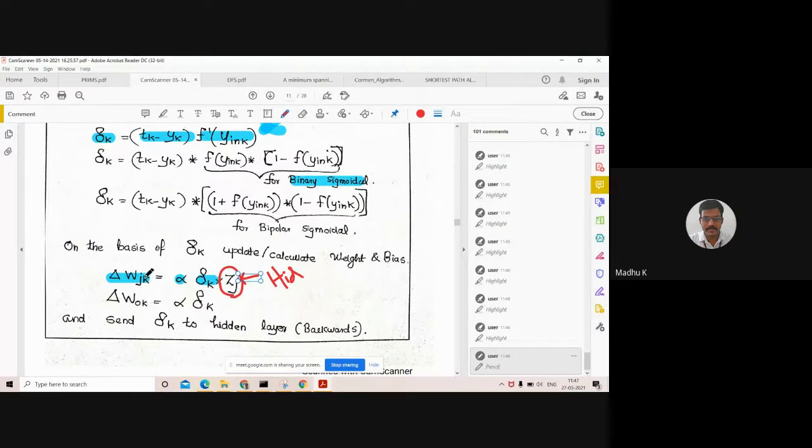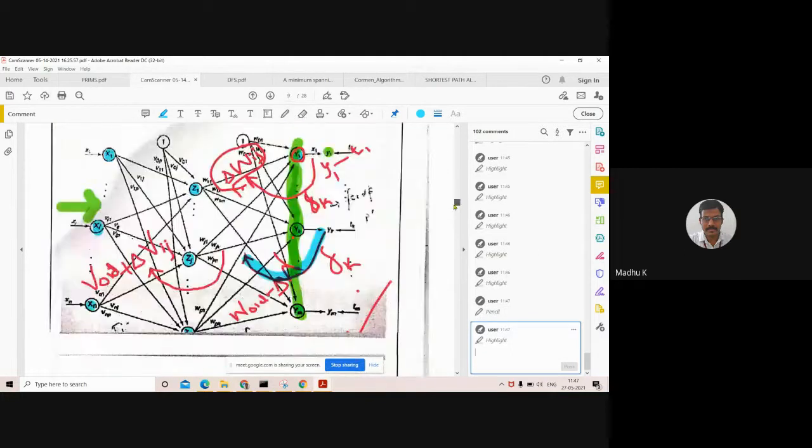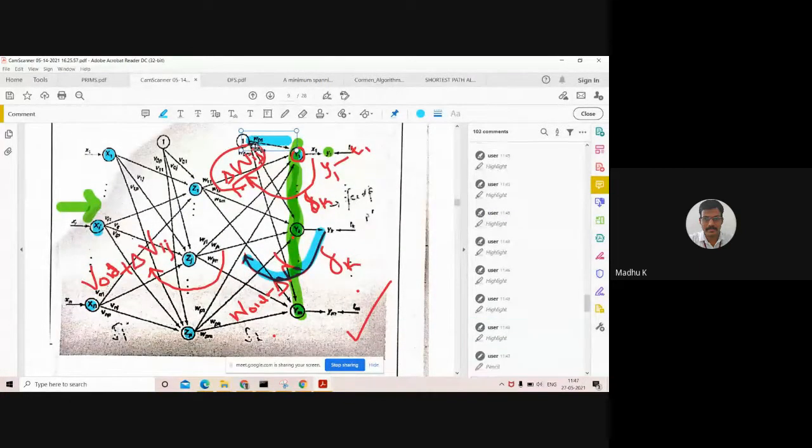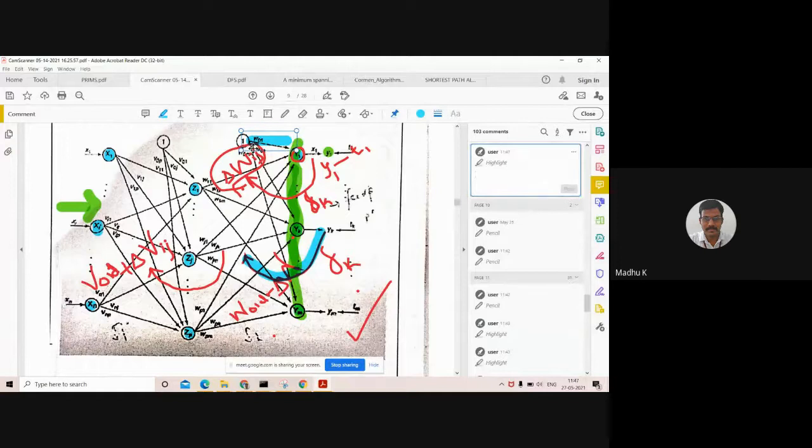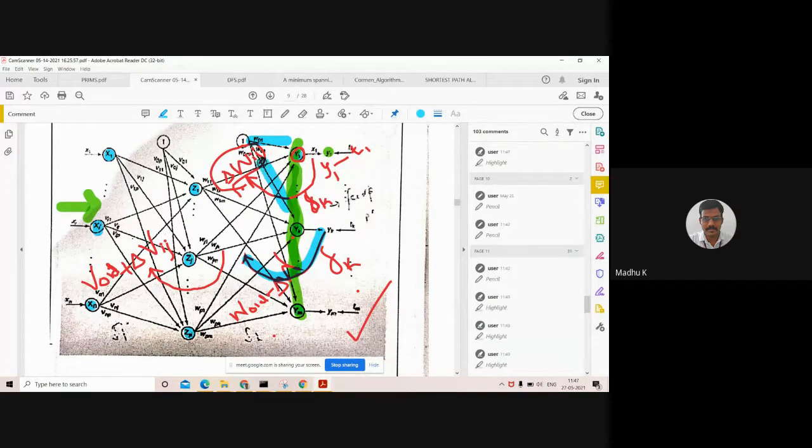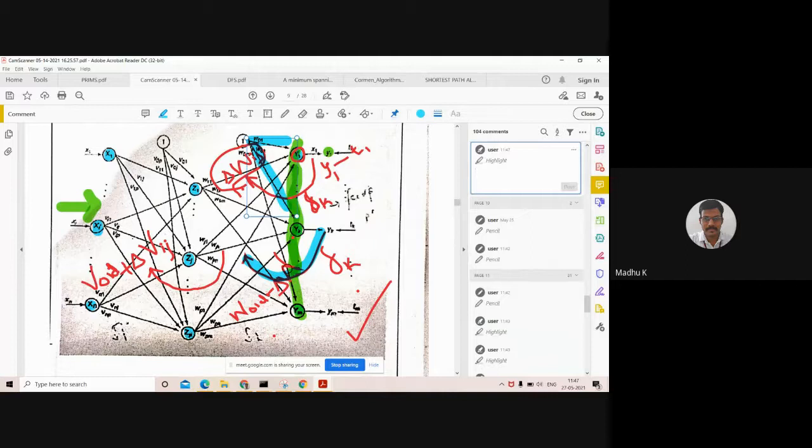So we will calculate delta wjk. Similarly, we will calculate delta w0k. What is delta w0k? Basically, it is the bias term, the bias weight. This is a bias neuron's case, and we calculate the change in weight for this one as well.